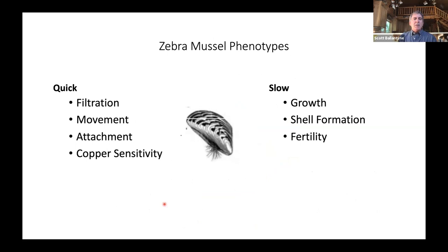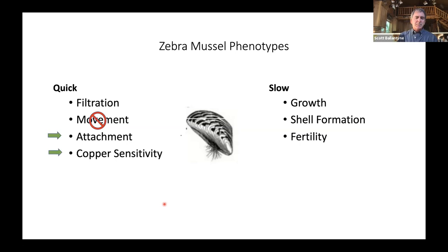So here I've listed some of the traits that we've considered. You've already heard a few of them from Daryl in his discussion of our gene targets, but I broke them down here into those that occur quickly and those that take more time. I'm only going to talk about the fast ones. I mentioned filtration, and I'm not going to say any more about that other than we have tools to measure it. I did consider movement initially. Zebra mussels do move, and the problem is that in my initial experiments, only a small fraction of the mussels moved. So there's just not enough signal really to work with. And that leaves us then with attachment and copper sensitivity.